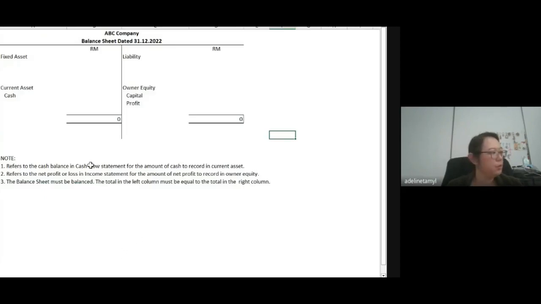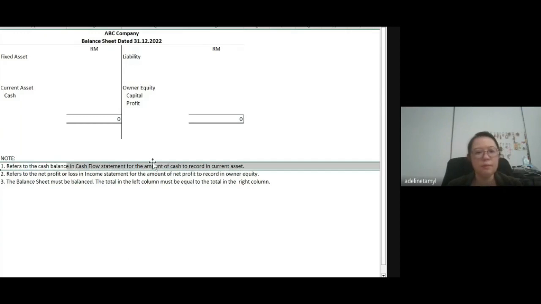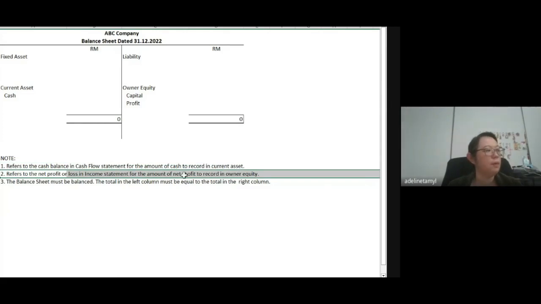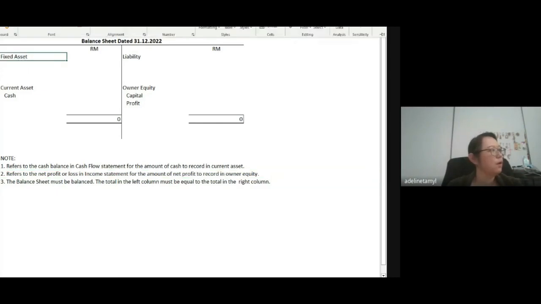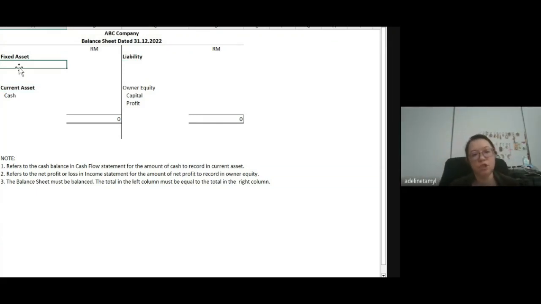Please read the note here. It refers to the cash balance in the cash flow statement for the cash that you have to record in the current asset. It refers to net profit and loss in the income statement for the amount of net profit to record in your owner equity. To save time, I already typed some titles here. This is the subtitle. We have fixed asset, asset tetap, and we have current asset. Asset tetap ialah seperti, for example, equipment, machineries, buildings, car, motorcycle. All those things belong to the company and are used to help the company earn money.